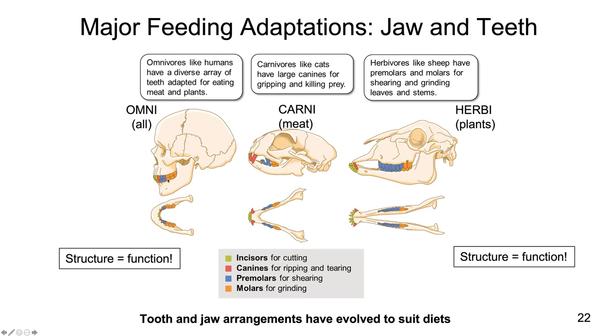And so an omnivore, like a human that eats plants and meat, kind of has an even breakdown of all those things because you want to do some ripping and some grinding. Whereas a carnivore is really specially adapted to have all this stuff sort of sharp and made for sort of gripping, killing, and ripping off large chunks of flesh. Whereas an herbivore, you have these teeth really specialized where you've got these really big emphasis on the grinding premolars and molars. And then these teeth up front, the canines and incisors, are really for sort of ripping up little bits of plant and then moving it back to these back teeth so they can grind it up. And so you see structure, once again, relating to function, where tooth and jaw arrangements have really evolved to suit diets.